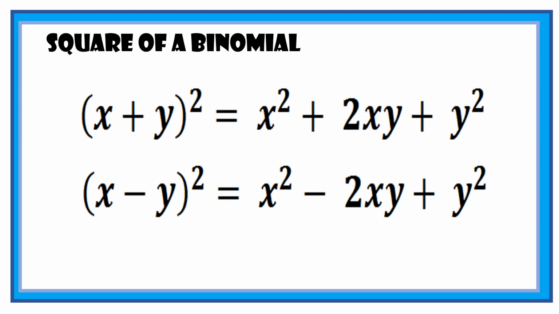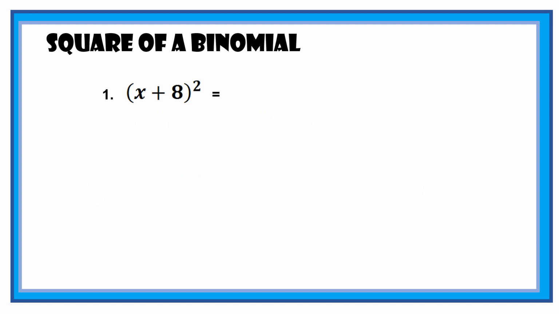Next is the square of a binomial. Squaring a binomial x plus y means multiplying x plus y by itself. It is the sum of the square of the first term, twice the product of the two terms, and the square of the last term. So let us have an example.